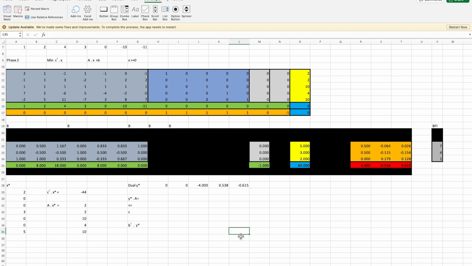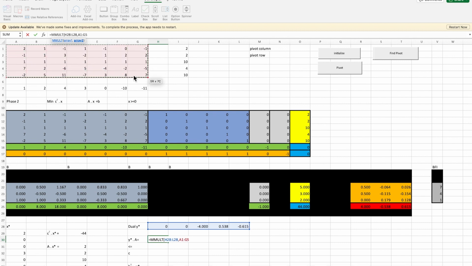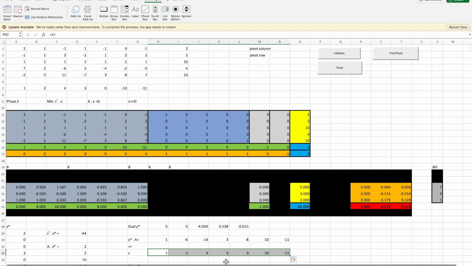Okay. So this is my optimal dual variable. And let's first of all see if that satisfies the constraints for the dual. Remember, the dual is y star A is less or equal to c. So let me do a matrix multiply of this, comma, and then the A matrix. So that's that. And I'm going to have a copy of my cost vector to put them side by side. And here you see, indeed, this vector is less or equal than this vector, right? 1 is less than 1, minus 6 is less than 2, minus 14, and so on. So these constraints are satisfied. This is a dual feasible solution.